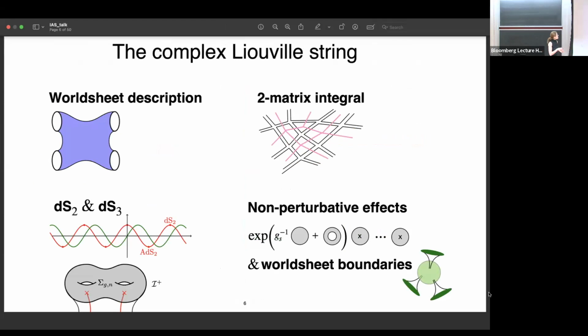But one of the aspects that I want to tell you about is the Worldsheet description. I want to tell you about the main observables in this theory, which are the string amplitudes. I will then tell you that there is indeed a 2-matrix integral description of the complex Liouville string. I want to tell you that there is a relation between the complex Liouville string and both DS2 and DS3. And I think there is interest in the audience to also discuss some non-perturbative effects. But let's see how it goes.